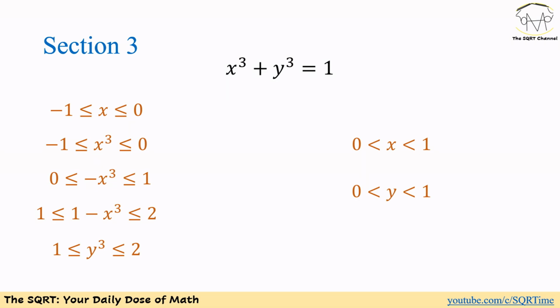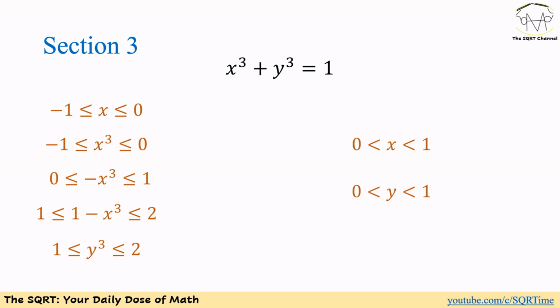Now let's move on and see if we can find any other possible solutions for the equations that we have. We are going to start with x to the power of 3 plus y to the power of 3 is equal to 1. And for now, let's assume that x is between negative 1 and 0. If x is between negative 1 and 0, then x cubed is going to be between negative 1 and 0. And if we multiply x to the power of 3 by negative 1, then negative x to the power of 3 is going to be between 0 and 1. Or 1 minus x to the power of 3 is going to be between 1 and 2.